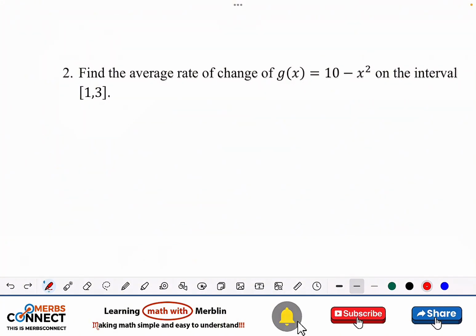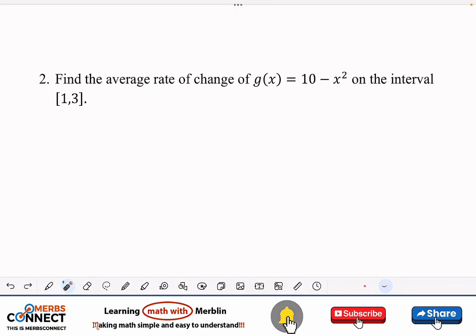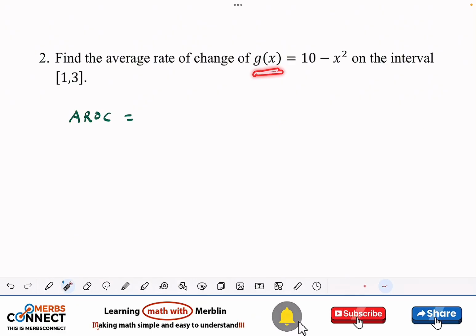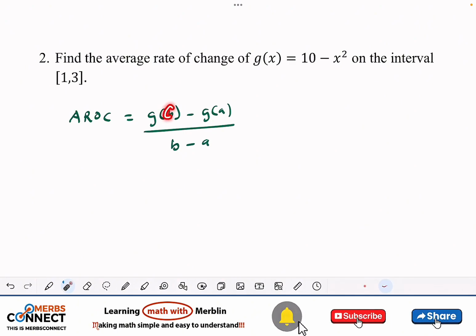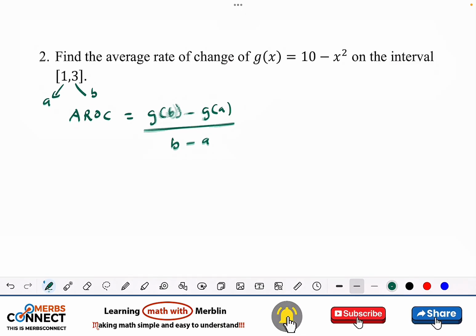Let's look at question 2. Now find the average rate of change given this on the interval 1 and 3. So the first thing that we need is, what's the formula for finding the average rate of change? So average rate of change is equal to, since the function is gen of x, gen of b minus gen of a divided by b minus a. So b is here, b is here, a is here, a is here. Note that my first here is a and this one is b. Is that right? Good. So now let's do substitution.